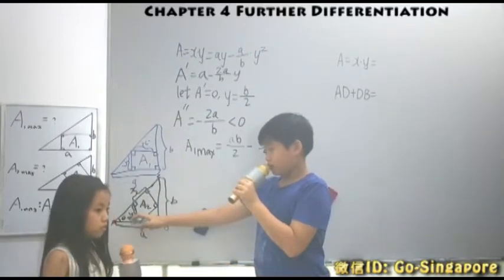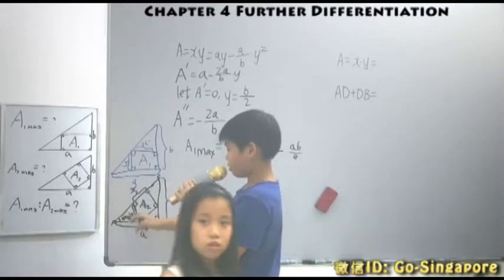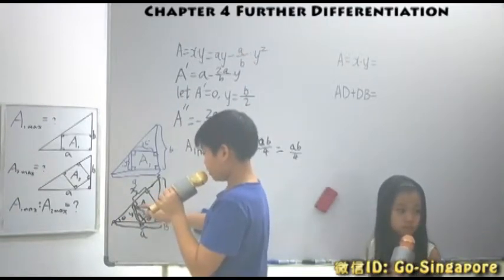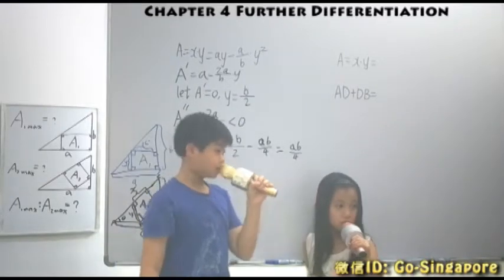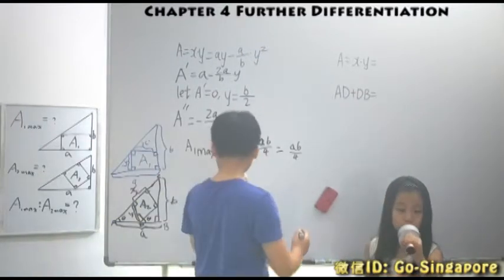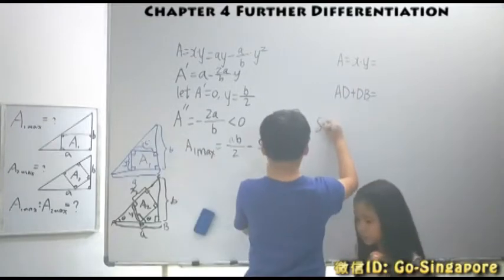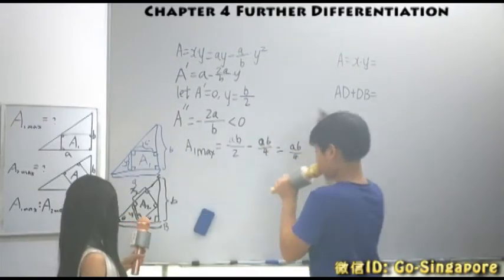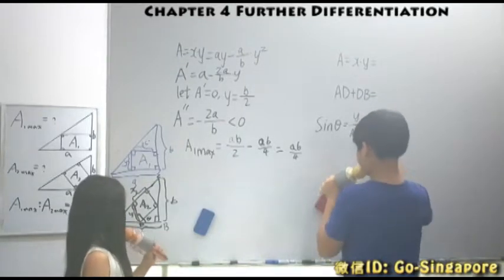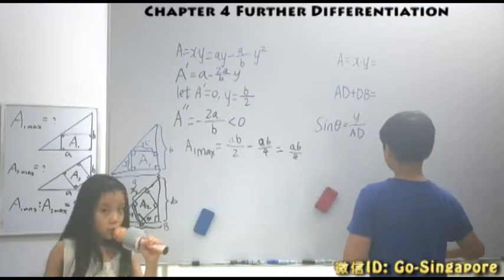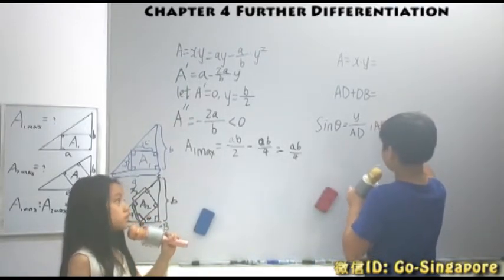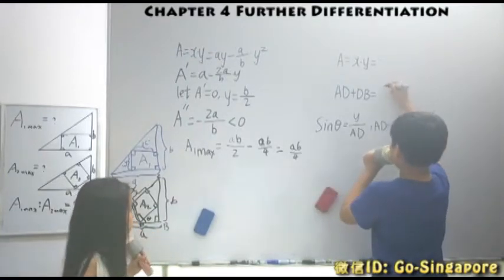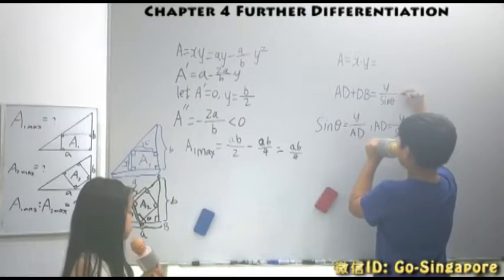So we'll need to use the angle theta, right? Yes. For this angle theta, what do we have? This is the hypotenuse, right? Yes. So here we'll use cosine, or is it sine? It's sine. So sine theta is y over AD, correct? Correct. That means AD equals y over sine theta. So here is y over sine theta, and here is plus.